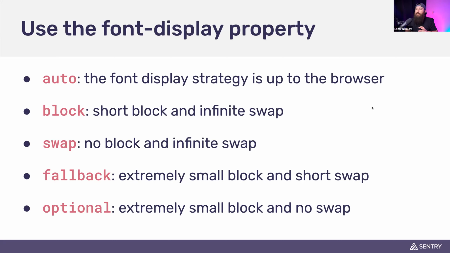Extremely small block, which means 100 milliseconds. That's extremely small. 100 milliseconds of block time. So no text for 100 milliseconds. And then in the fallback case, we have a short swap, which means a 3 seconds swap period. The browser has 3 seconds to download the web font in order to swap it out. If the browser doesn't load the font in 3 seconds, it's never going to happen. We'll just keep using the fallback font.